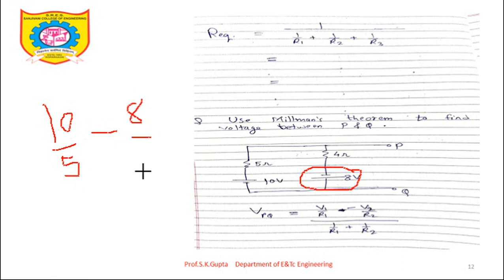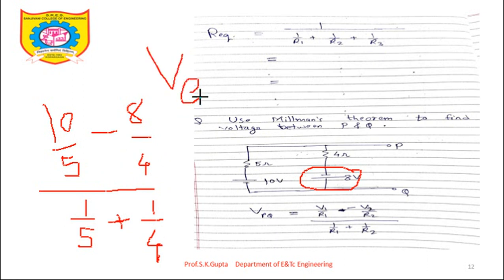and this value is 4, divided by 1 by R1 plus 1 by R2. R1 is 5, so 1 by 5 plus 1 by 4. So luckily here it is, and R2 is 1 by 4. So 10 by 5 is 2, 8 by 4 is also 2. So V equivalent value is 0. So for this question V equivalent value is 0 upon something, so 0.